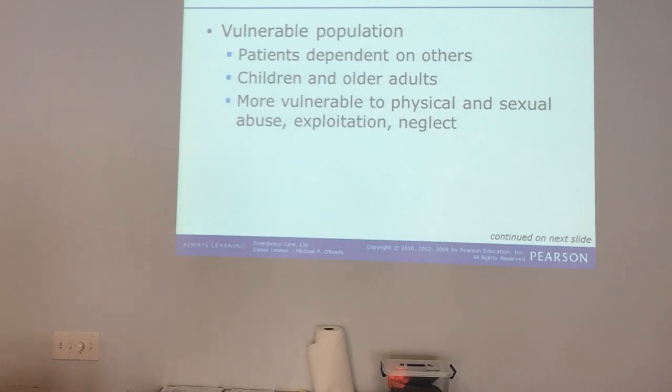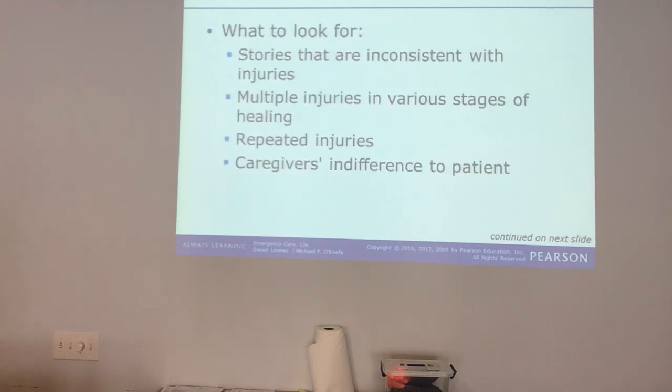So abuse and neglect. Vulnerable populations: patients dependent on others, children and other adults. More vulnerable to physical, sexual abuse, exploitation, and neglect. We're looking for stories that are inconsistent with injuries, multiple injuries at various stages of healing. If kids got bruises all over them, are they a normal kid, or are they getting beat? That's a very hard question to answer because kids get bruises all over, right? Repeated injuries. Maybe the caregivers show some sort of indifference to the patient. That could be a big sign.